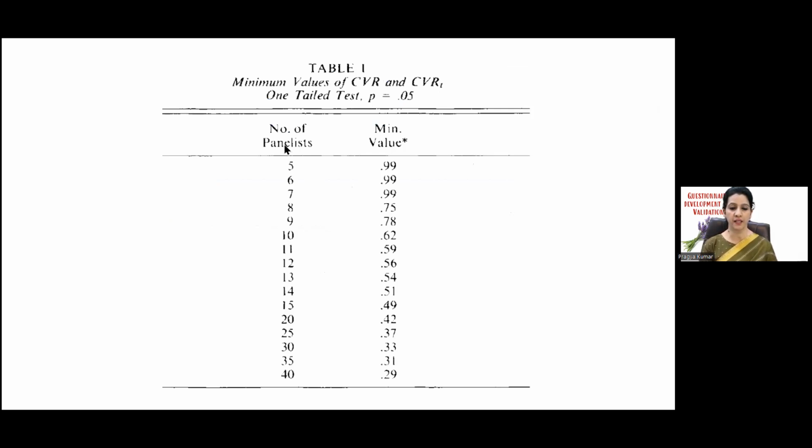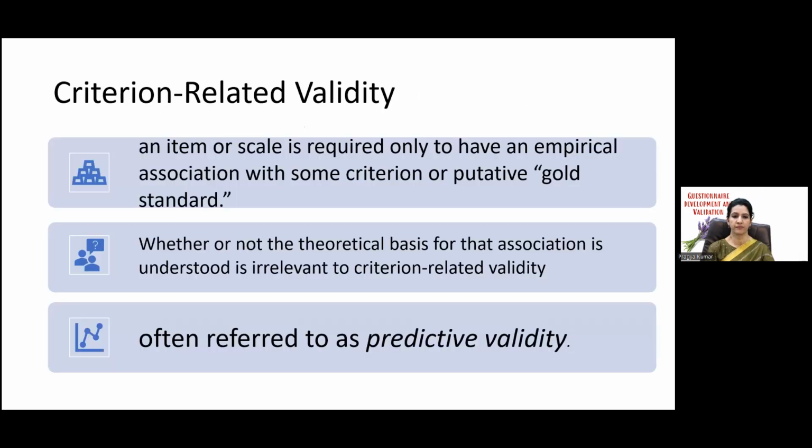If there are 5 panelists, the minimum value is 0.99. As you increase the number of panelists, it goes down to 0.29 also. If you see the middle one, because it is difficult to find that many experts, if there are 12 experts, even if it is 0.56, that is okay. In the case of content validity index, the number of experts did not come into play. But for the Lawshe method, it depends on the number of experts, because we assume that if you increase the number of experts, there is less consensus. So this was regarding content validity.